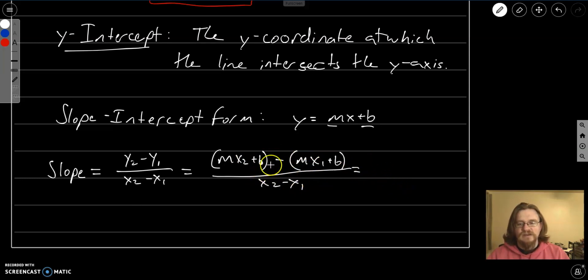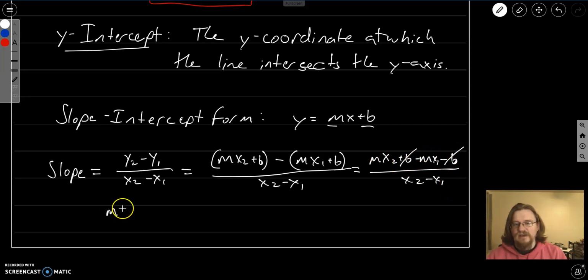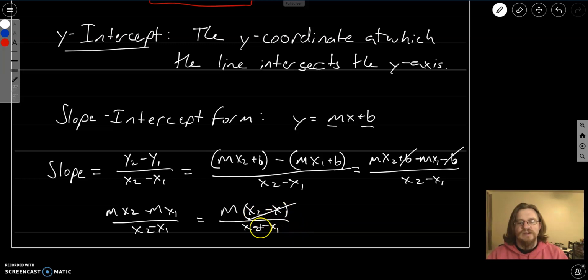And if we simplify this, we'll get mx2 plus b minus mx1 minus b, distributing that negative sign over x2 minus x1. And then plus b and minus b cancel. I've got m times x2 minus m times x1 over x2 minus x1. And then I can factor out an m. And we'll see that everything works pretty much how we think it should. The x2 minus x1, x2 minus x1, and we're left with an m. So the slope in this equation is just m.